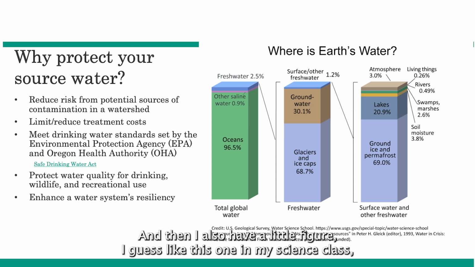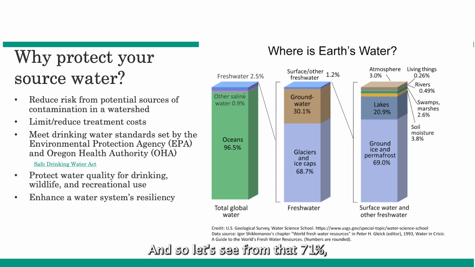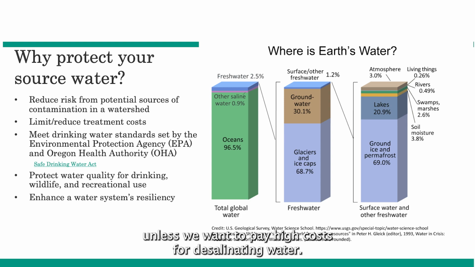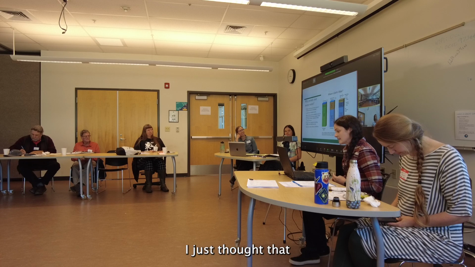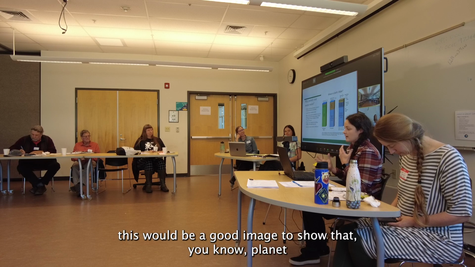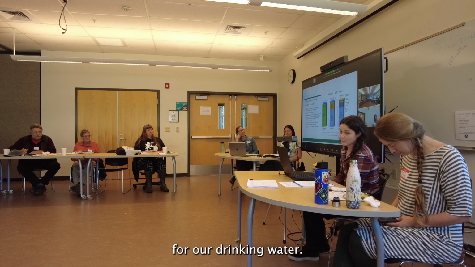And then I also have a little figure. I always like this one in my science class because I thought it was really cool that the Earth is 71% water covered. From that 71%, we have 96.5% of it in our ocean. And from that, 2.5% is what we can actually drink, unless you want to pay high costs for desalinating water. I just thought that this would be a good image to show that in a planet full of water, we're already limited in what we can actually use for our drinking water.